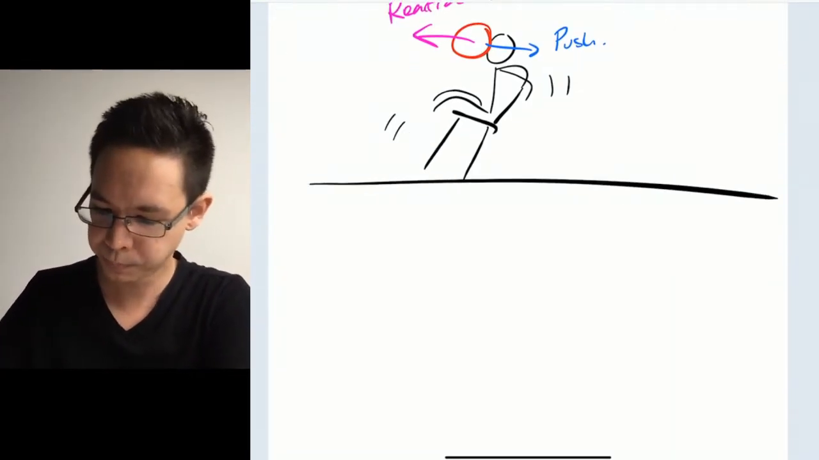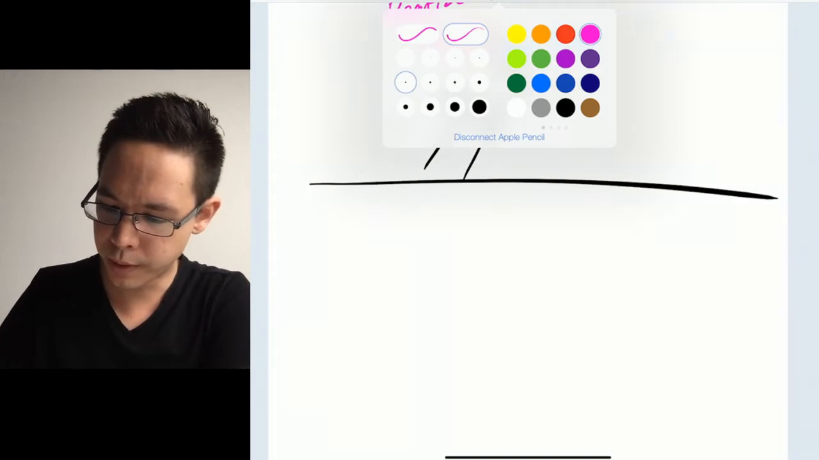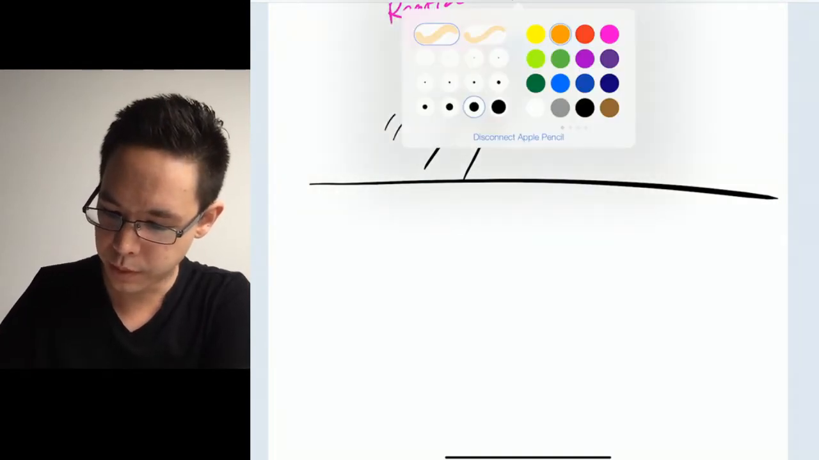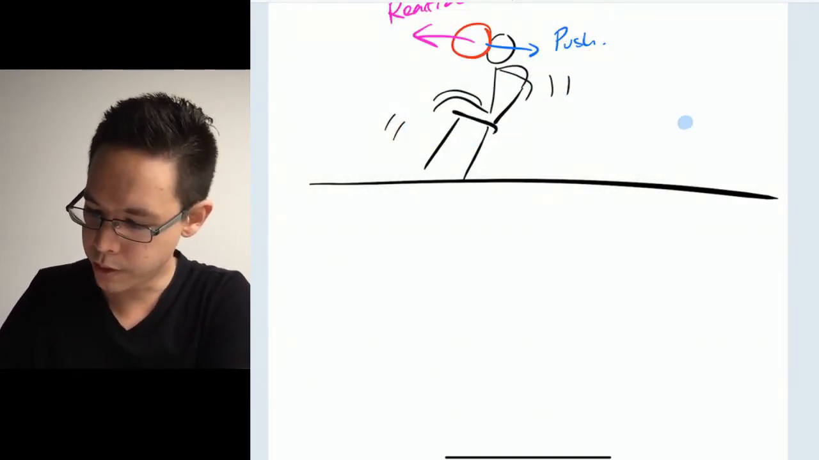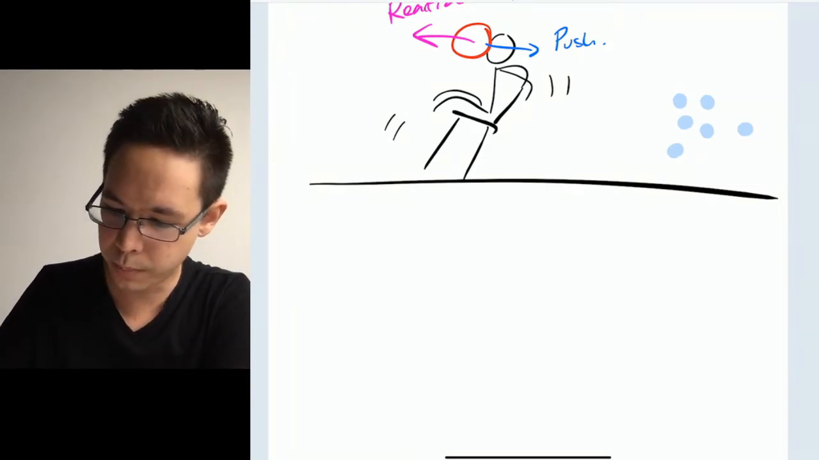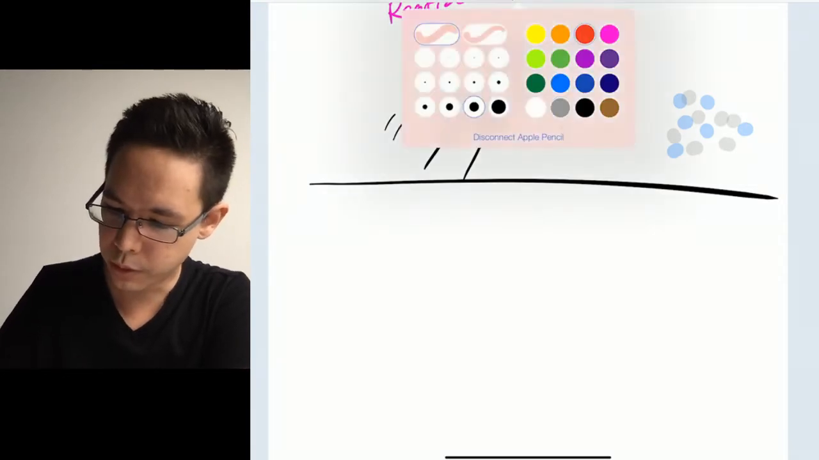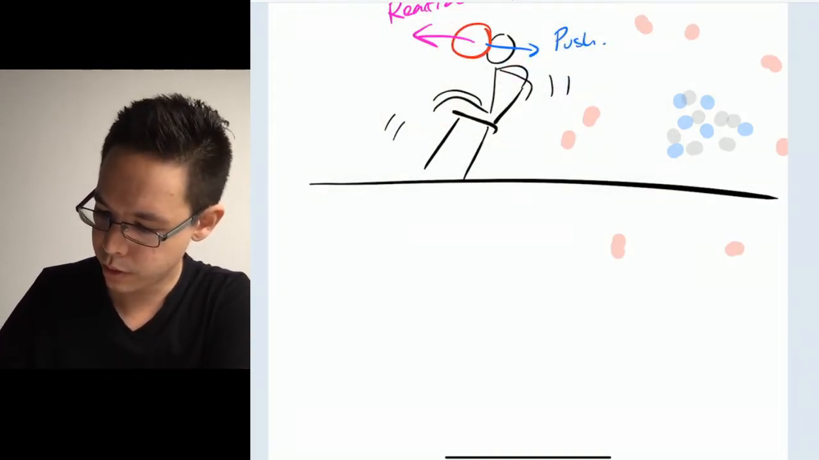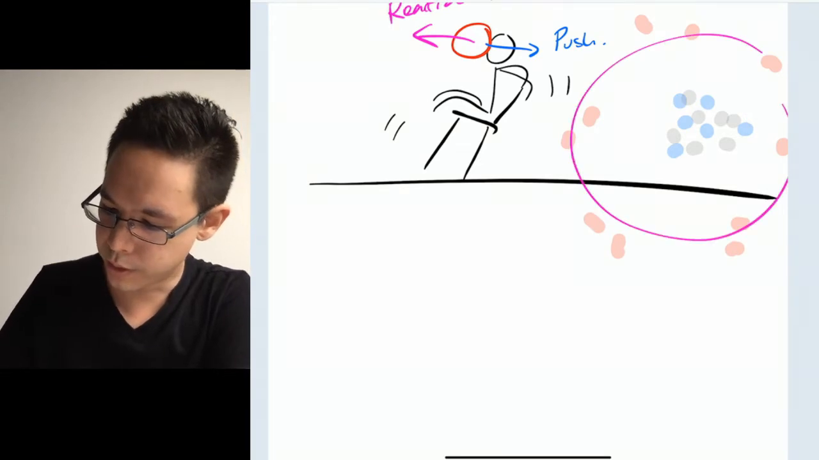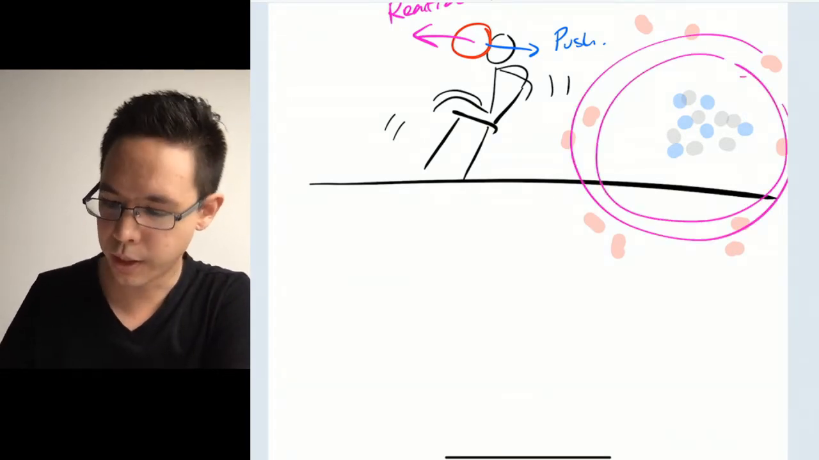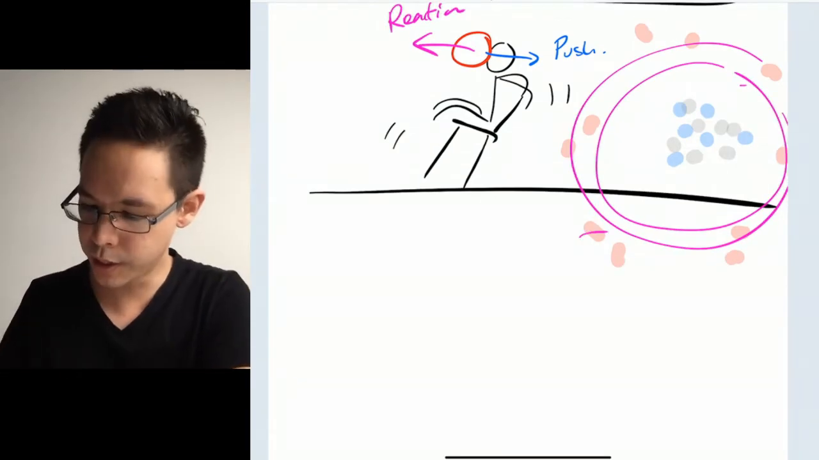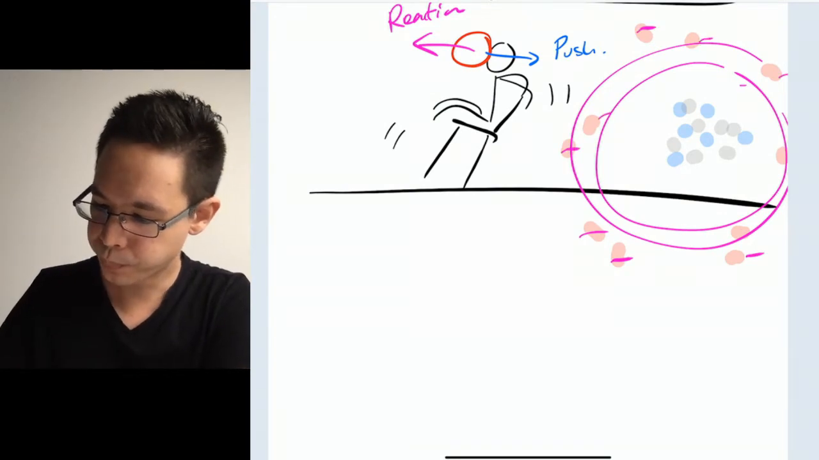So if you remember, inside of an atom, I'm going to use my highlighter here, you've got some protons, which are positive, and you'll also have some neutrons, which are neutral, and you'll have some electrons around the outside of your atom. I think you recognize these things. The problem is that the outside of the atom is negatively charged.